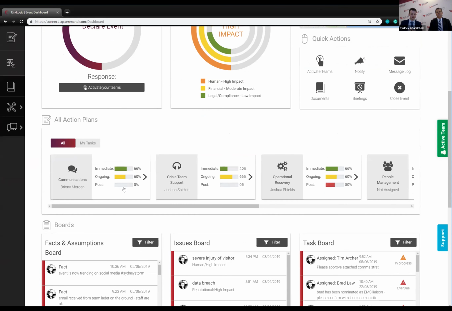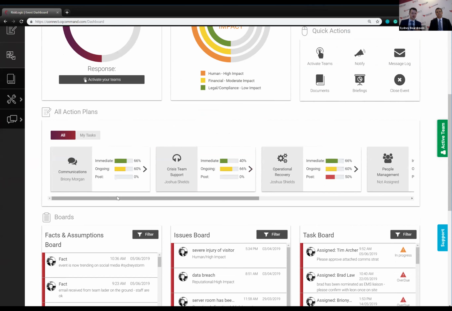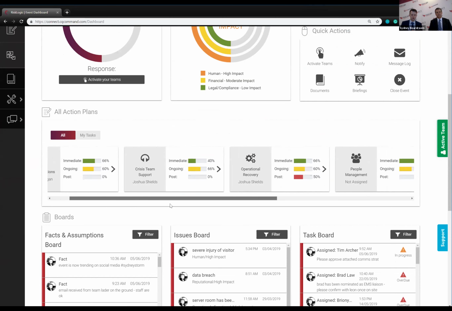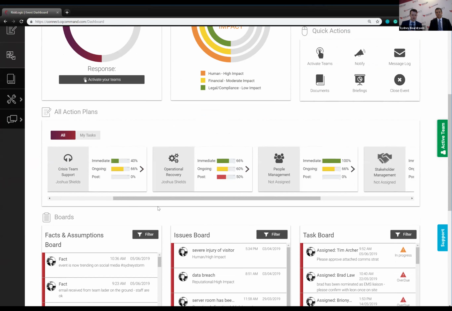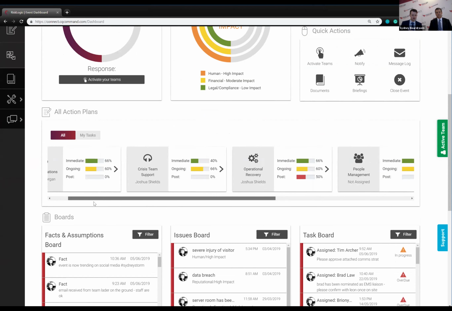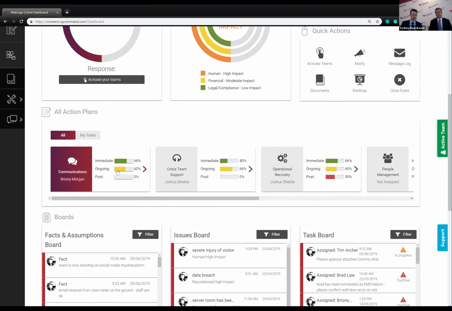Next, we've got our team structure. This is based off our standard crisis management approach. We've got a team leader, support person, operational recovery. We can see who's been assigned to those roles, if they're potentially being shared by a person, as well as how they're progressing through those predefined roles and responsibilities, or action plans, that in any given event that person needs to do.